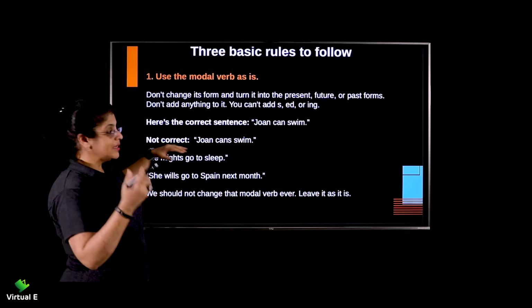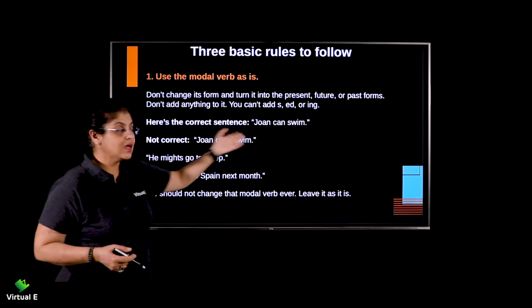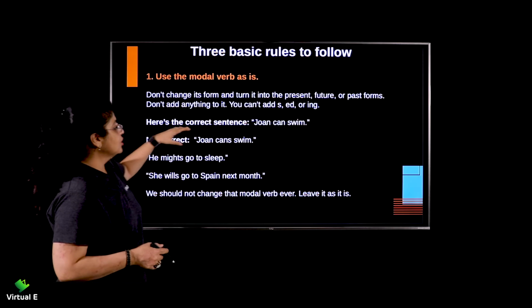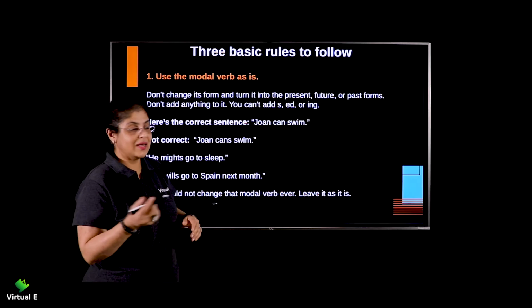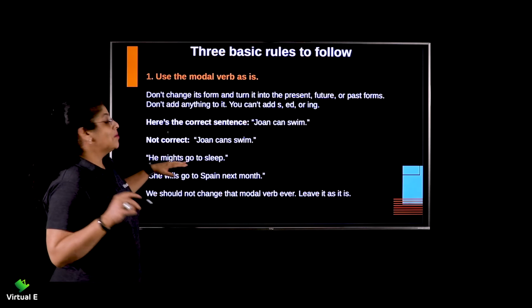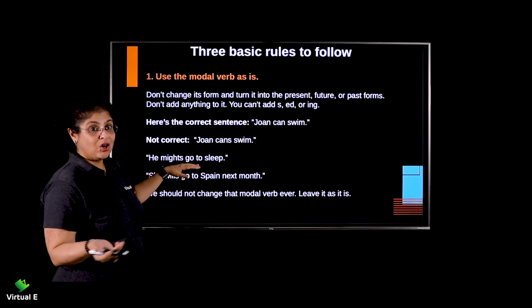Swim is your main verb and can here is the modal. Not correct: John cans swim. Is it possible? No. Like we just spoke about it. He might go to sleep. He mights? Sounds odd, doesn't it?